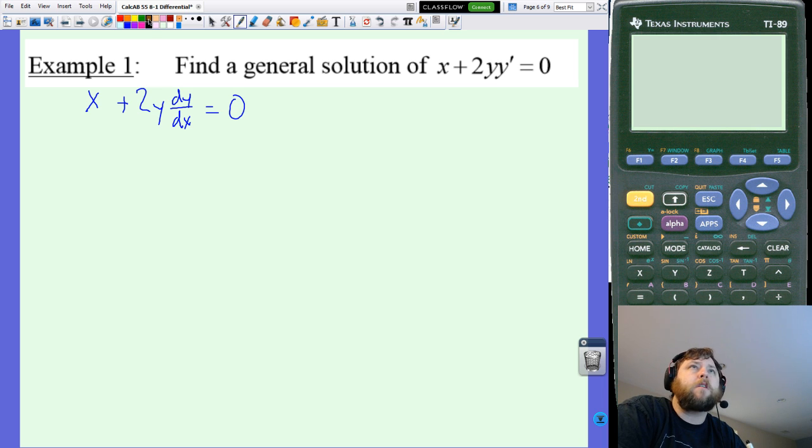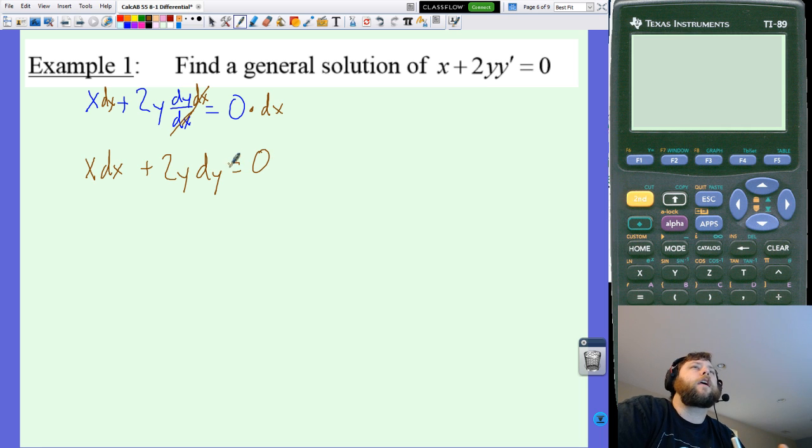Let's multiply. We can multiply by dx first. That's a good idea because we want to get these dy's and dx's in the numerator. So we're going to multiply every term by dx, and then these two cancel, leaving us with x dx plus 2y dy equals 0.